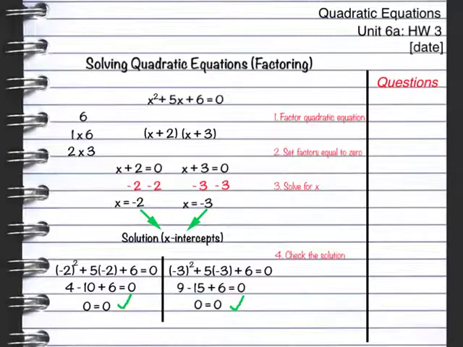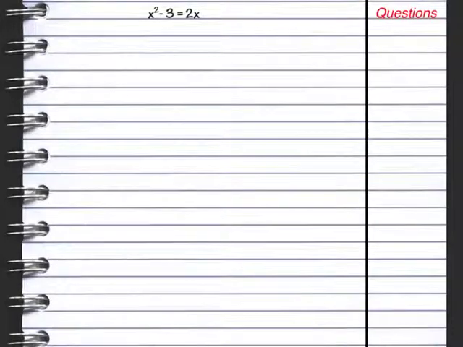Let's take a look at another example, but before going on, go ahead and pause and copy. So here's my next example: x squared minus 3 equals 2x. One of the things you have to remember is that in order to solve a quadratic equation through factoring, the quadratic must be set equal to 0. So I'm going to subtract 2x from both sides to get it to the left so I can set it equal to 0. Then I have it in standard form: x squared minus 2x minus 3 is equal to 0.